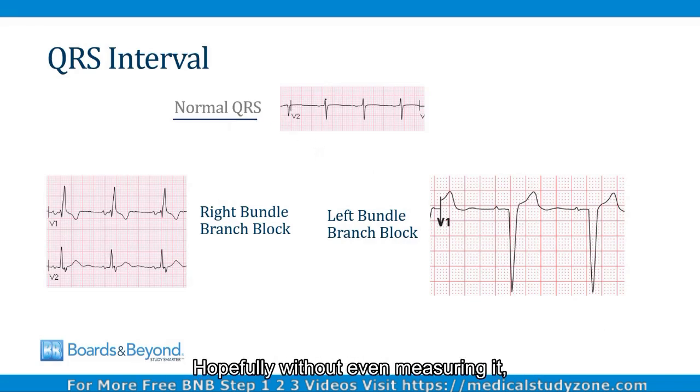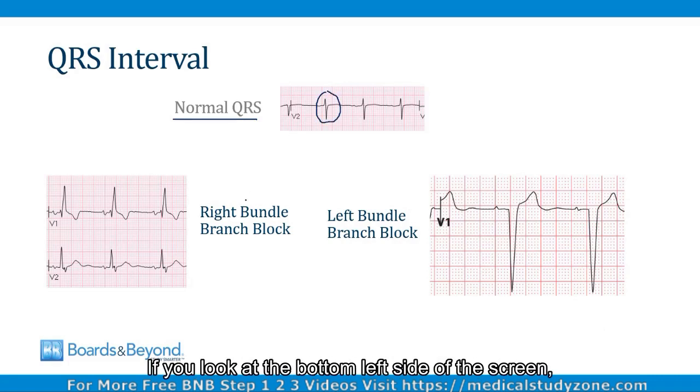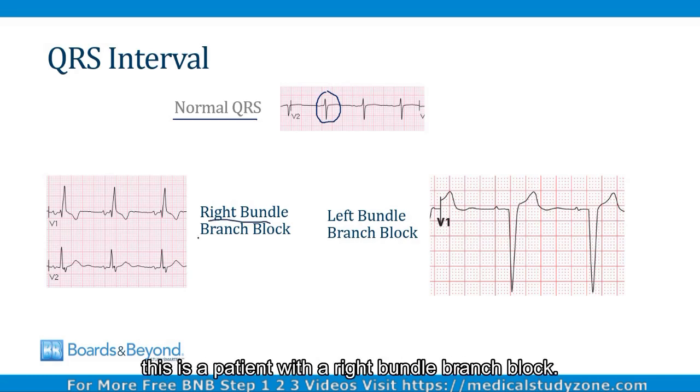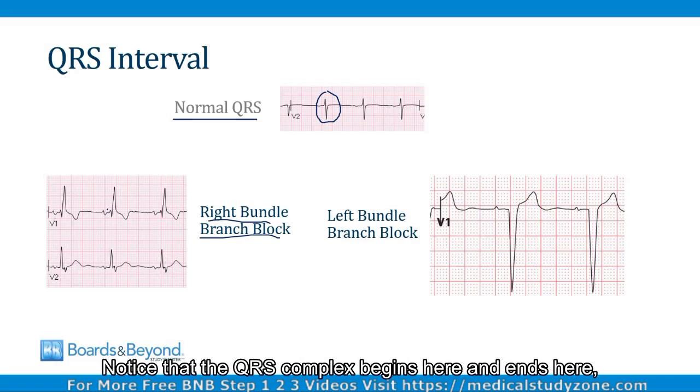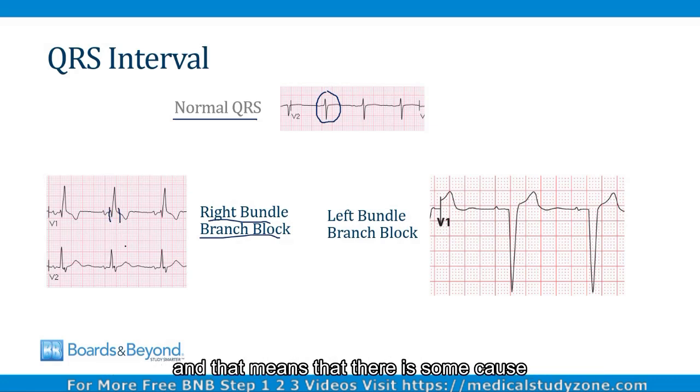Hopefully, without even measuring it, you can look at it and appreciate how narrow this QRS complex is. If you look at the bottom left side of the screen, this is a patient with a right bundle branch block. Notice that the QRS complex begins here and ends here. That is too wide, and that means that there is some cause of a wide QRS complex. In this case, it's a right bundle branch block.